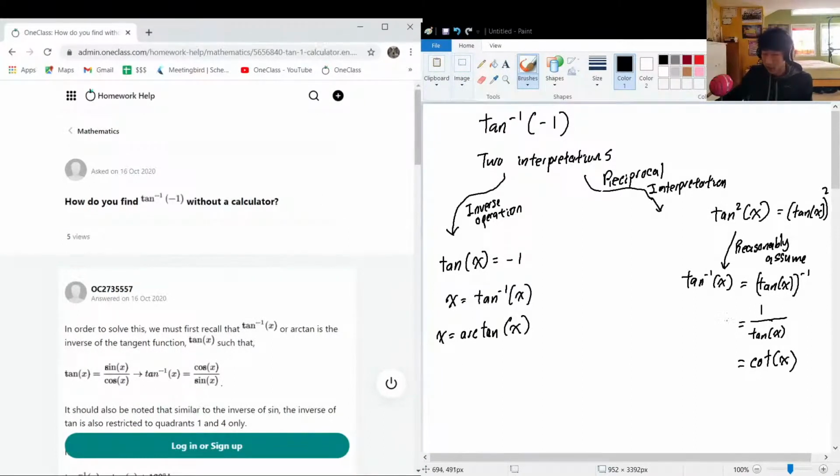Okay, so now the question is saying to find this without a calculator. Now if we just do it this way with the reciprocal interpretation, that's going to be quite difficult because it's basically saying, at an angle of negative 1, what is the rise over run? Or what's the reciprocal? Like we would have to find the tan of negative 1, and negative 1 is the angle. That's rather difficult to do without a calculator. So we're going to assume that we're going to go down the inverse operation.